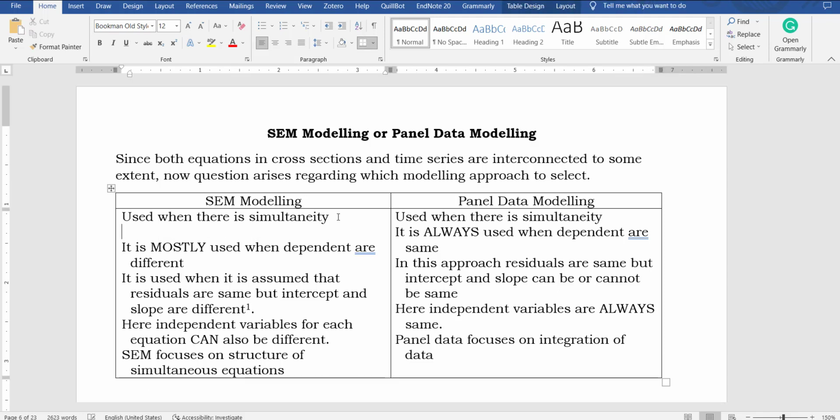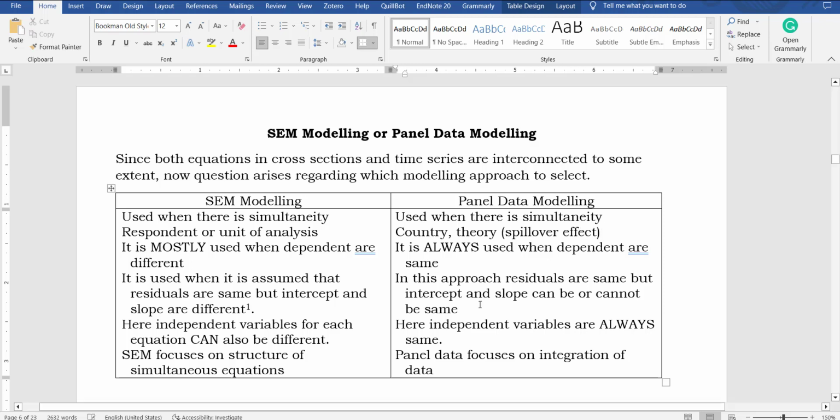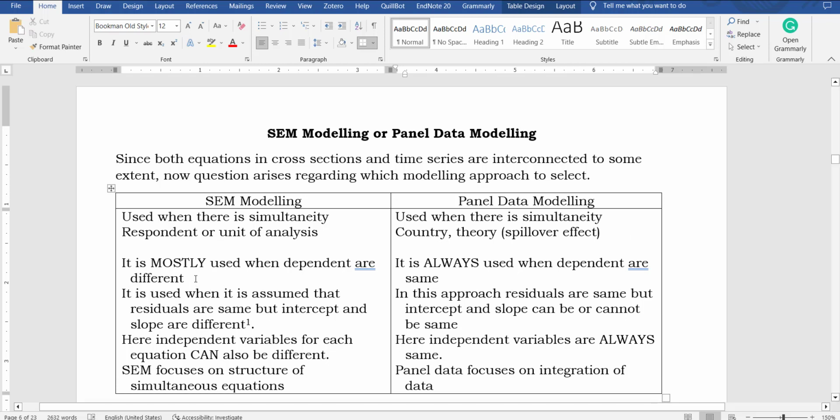So here it is because of the respondent or unit of analysis, like it can be a firm or a country. And here simultaneity is because of the same country or theory which is interconnected, or what we can also call a spillover effect. Okay, so these are some reasons that can create simultaneity. Mostly the dependent variables are different. In SEM you have multiple equations where the dependent variables are different.